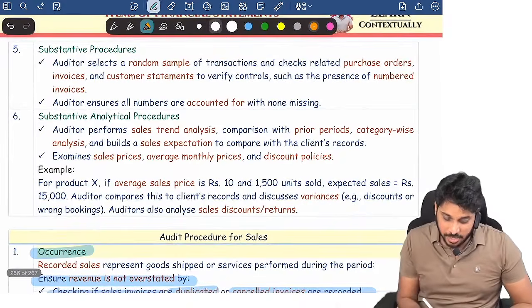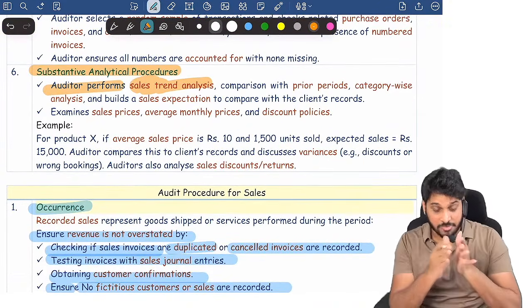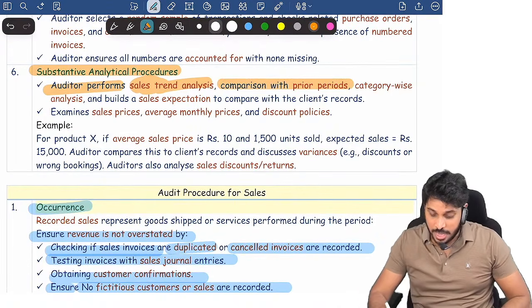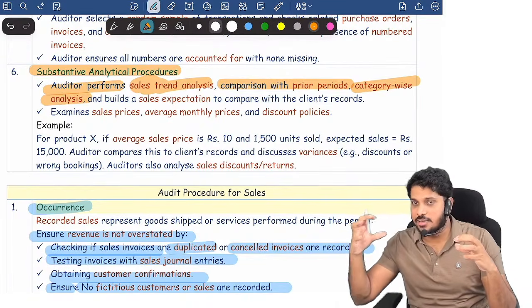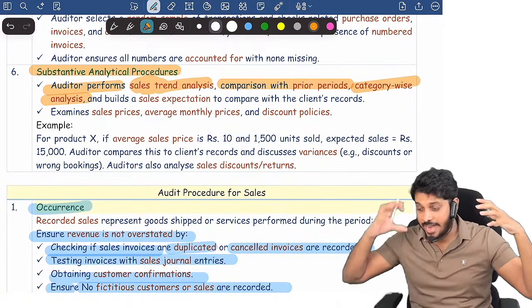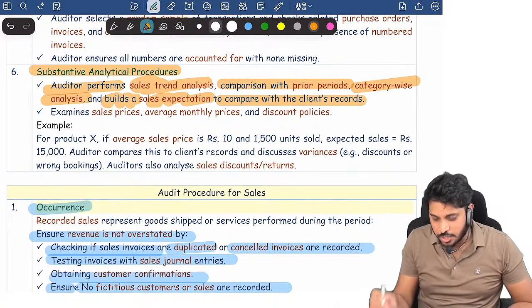Now substantive analytical procedures on sales, guys. The auditor will perform sales trend analysis, month-wise trend, year-to-year trend analysis. I will compare with the prior period. I will also do category-wise analysis. Suppose the company is dealing with 5 products, I will do product-wise analysis for all of them. Last year 5 products were there. How much was the sale last year, and how much is the sale this year? And I will develop a sales expectation to compare with the client record.